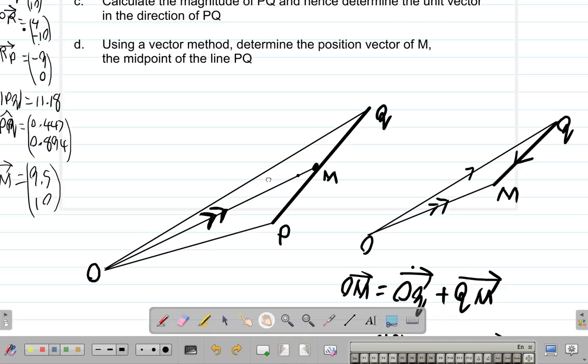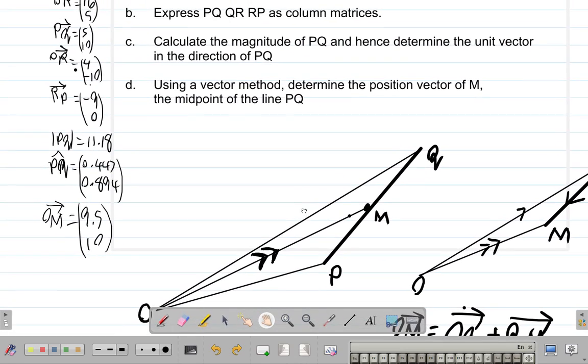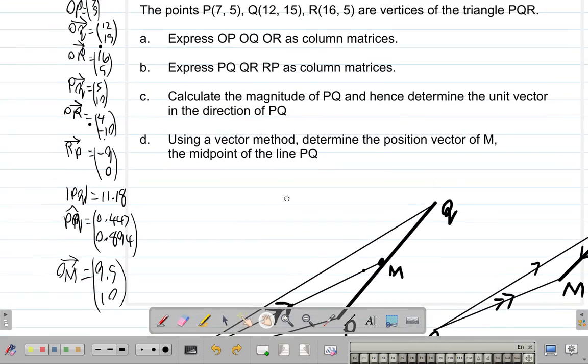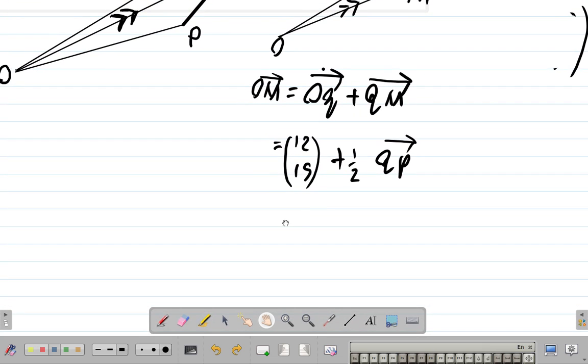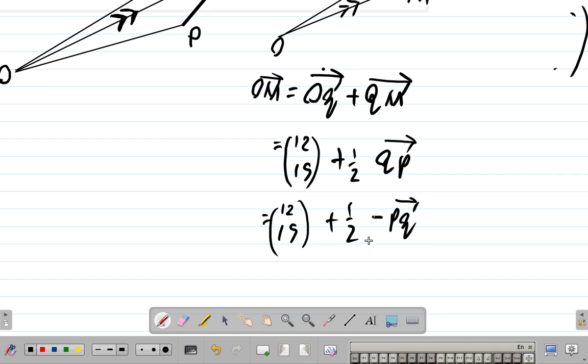But then QP now, we want QP. It would be the inverse of PQ. PQ was 5,10. So here, what we have is 12,15 plus half of negative PQ. Half of negative PQ. Because QP is the negative of PQ, the inverse of PQ, alright?